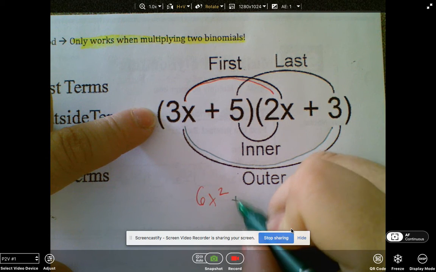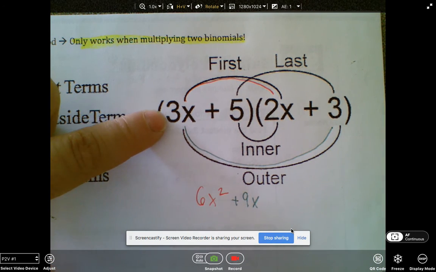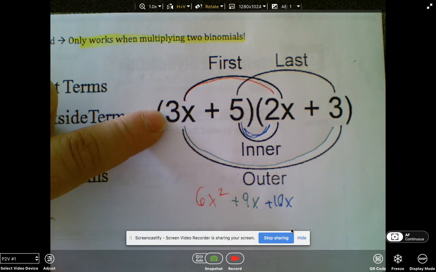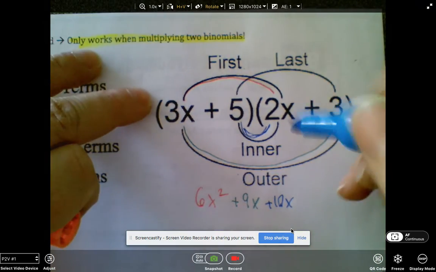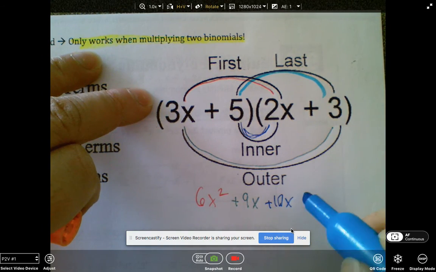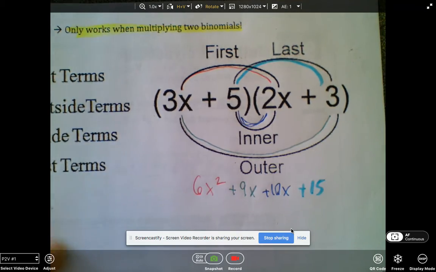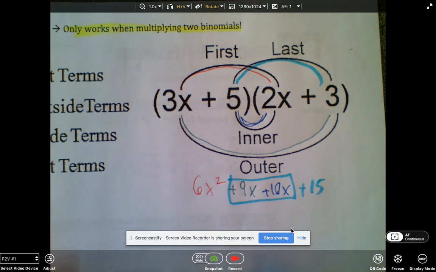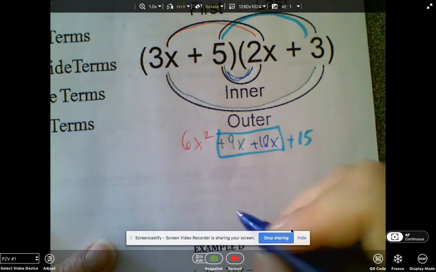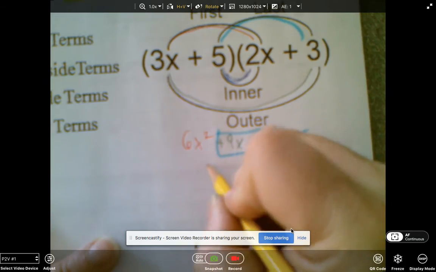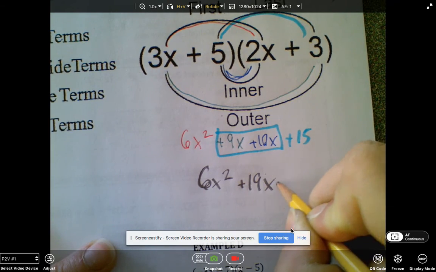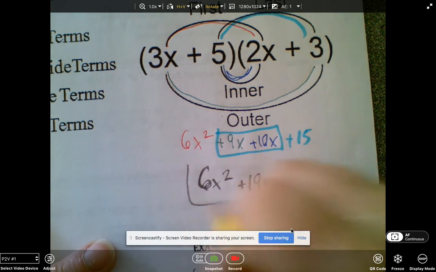So that would be plus 9x. And then the inners I'll do in blue. So that's this here. So that would be plus 10x. And then the last I'll do here in highlighter blue would be 5 times 3, which is plus 15. So usually with this method, the inners, the inside and the outside, this middle section here can usually be combined. So your final answer here would be, I'll put it here in pencil, 6x squared plus 19x plus 15. It gives you a trinomial answer.